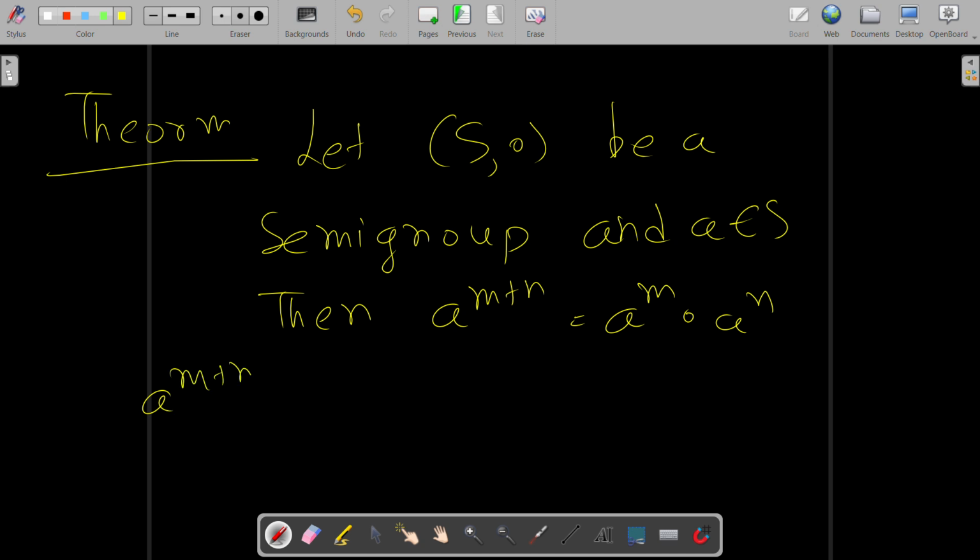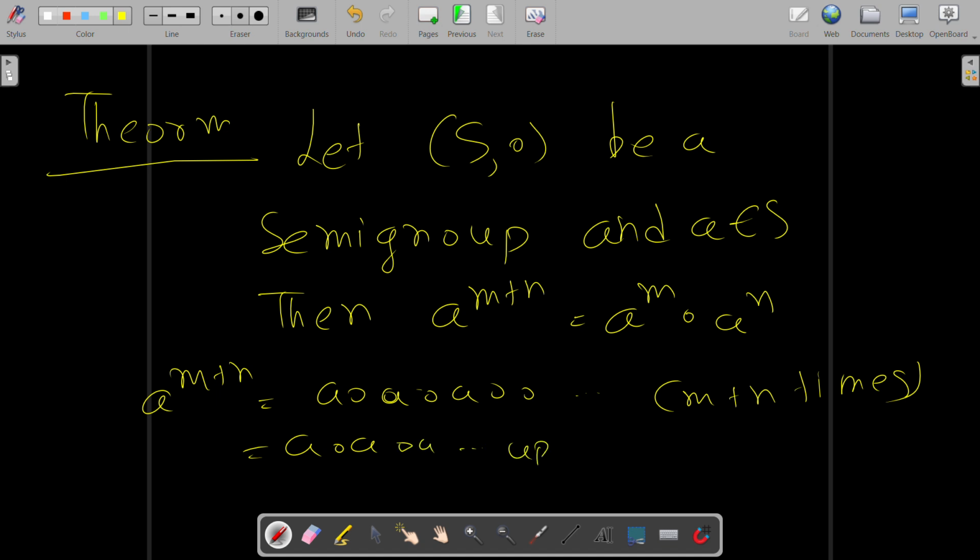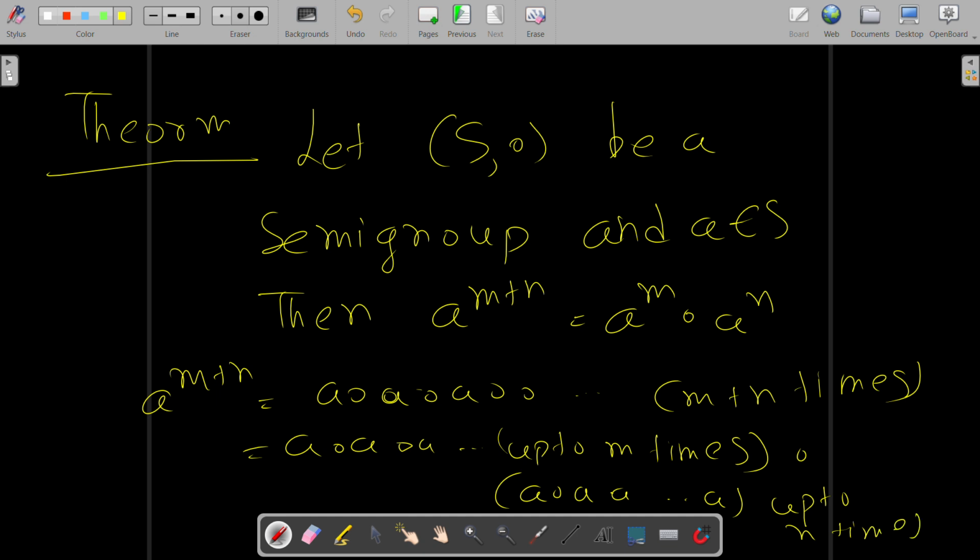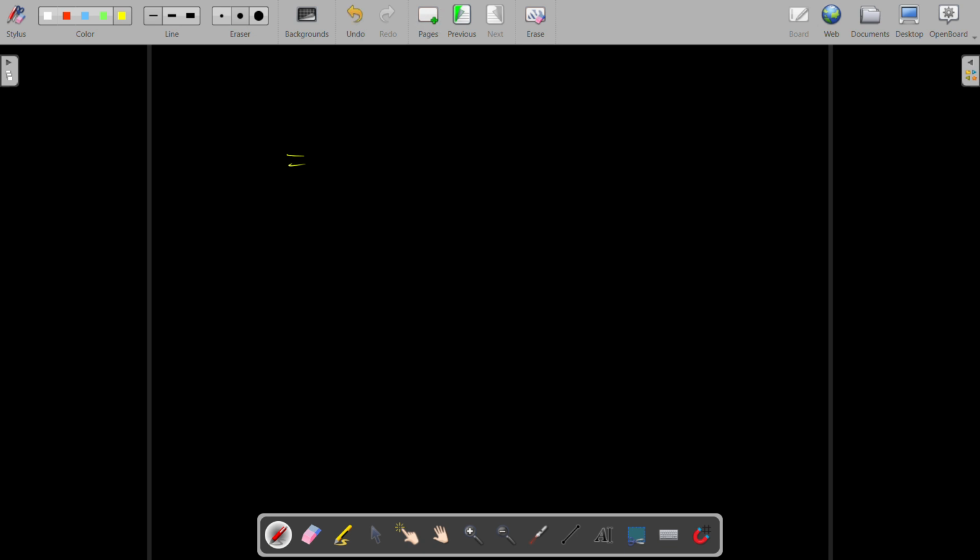a to the power m plus n equals a compose a compose a up to m plus n times, which equals a compose a compose a up to m times, compose a compose a compose a up to n times. This implies it is equal to a to the power m composed with a to the power n. So our proof is done.